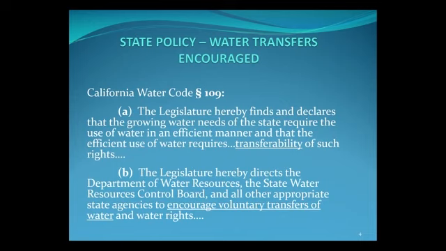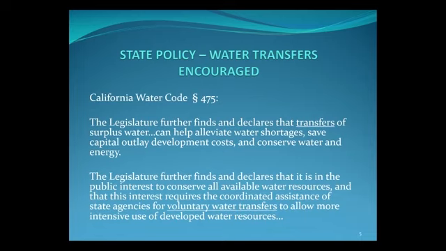That's also codified in California Water Code Section 109, where the legislature finds and declares that the growing water needs of the state require the use of water in an efficient manner, and that the efficient use of water requires transferability of such rights. So the legislature has directed the Department of Water Resources, State Water Resource Control Board, and all other appropriate state agencies to encourage voluntary transfers of water and water rights.